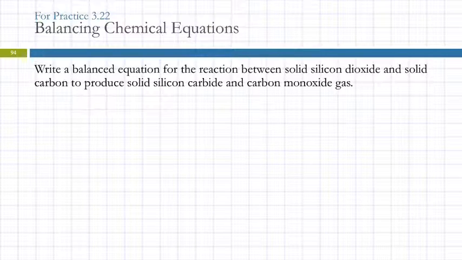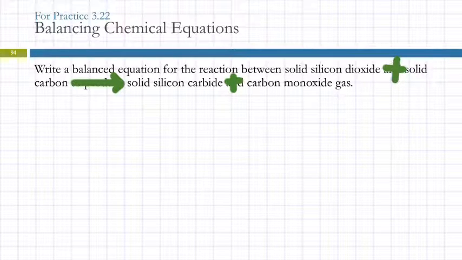So the word "and" is like a plus. And that's not a very good one. Let's try that again. Let's make it fatter. So there's a plus, and this one down here, this and that, plus. To produce, that's where the arrow goes. So we've got silicon dioxide plus carbon reacts to form the arrow, silicon carbide, carbon monoxide gas.